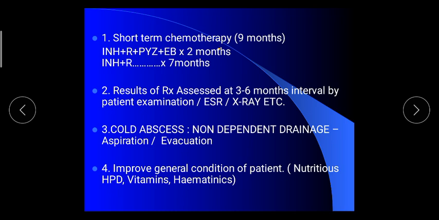To prevent this sinus formation, the drainage, aspiration or incision, evacuation should be done in the non-dependent areas, that is from the upper part, superior part. Of course, you have to improve the general condition by giving nutritious food, high protein diet, supplement with multivitamin capsules, then hematinics like iron syrup.